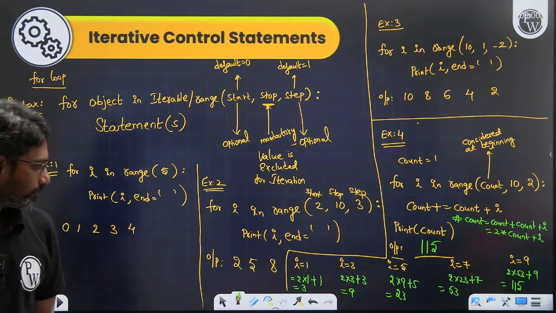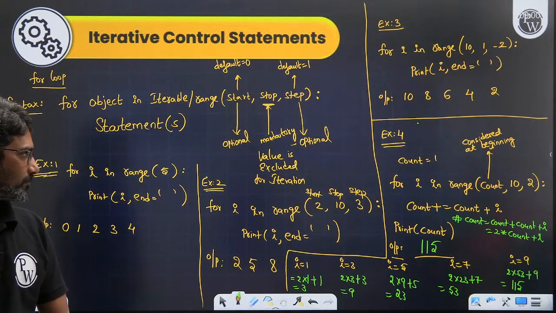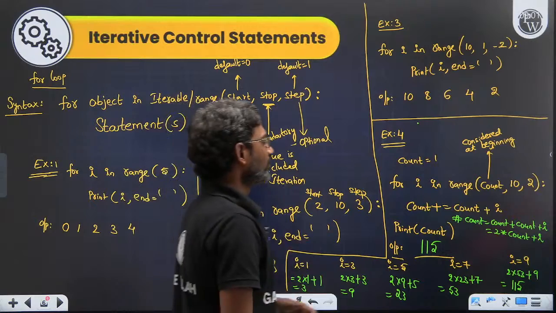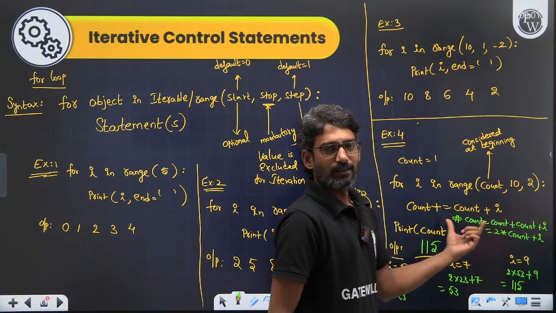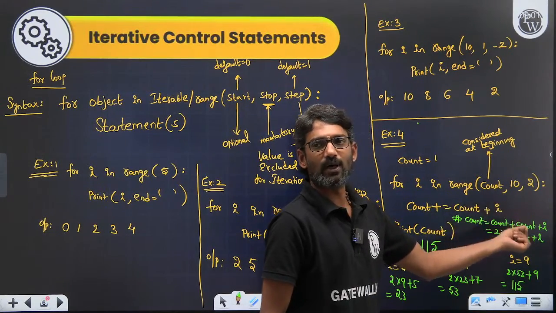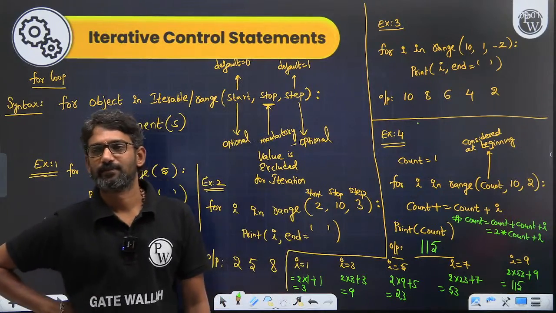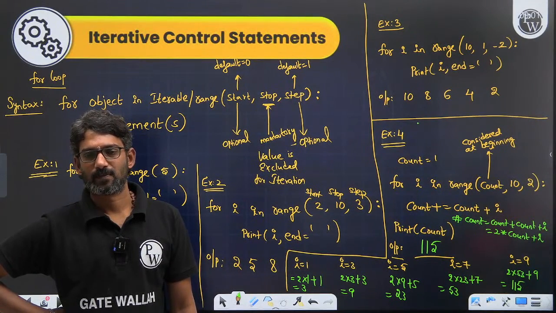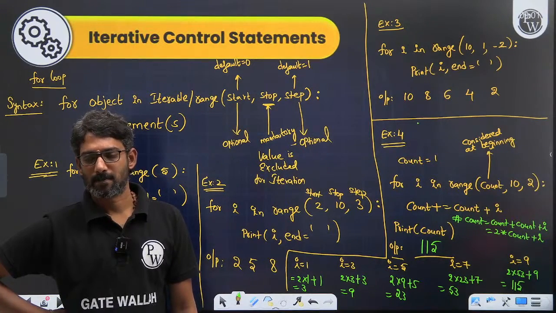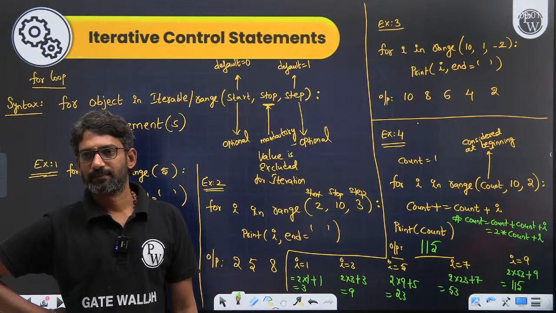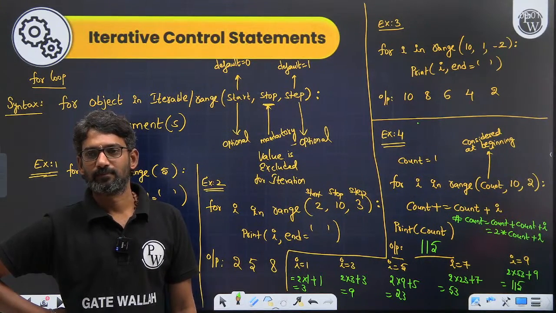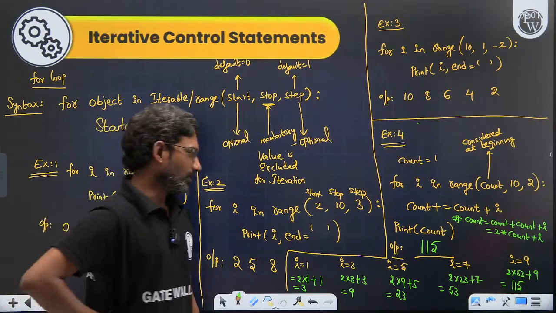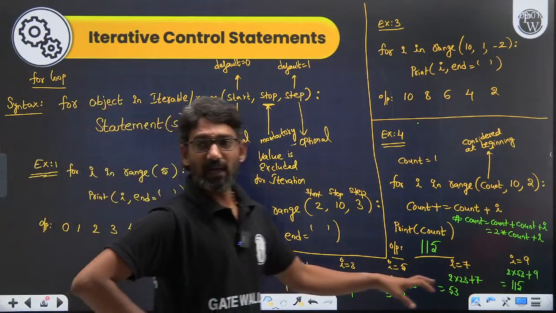Is this clear? You might have ignored or overlooked this: count plus is equal to count plus i. Okay, was this understood by everyone?